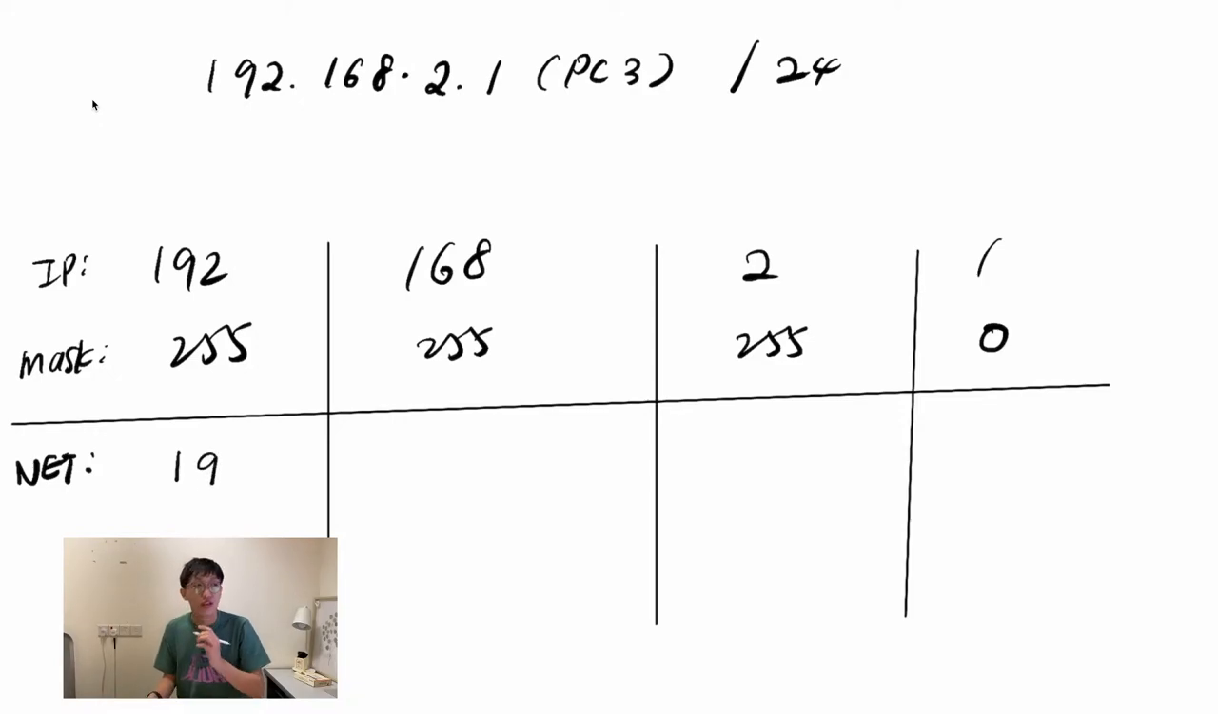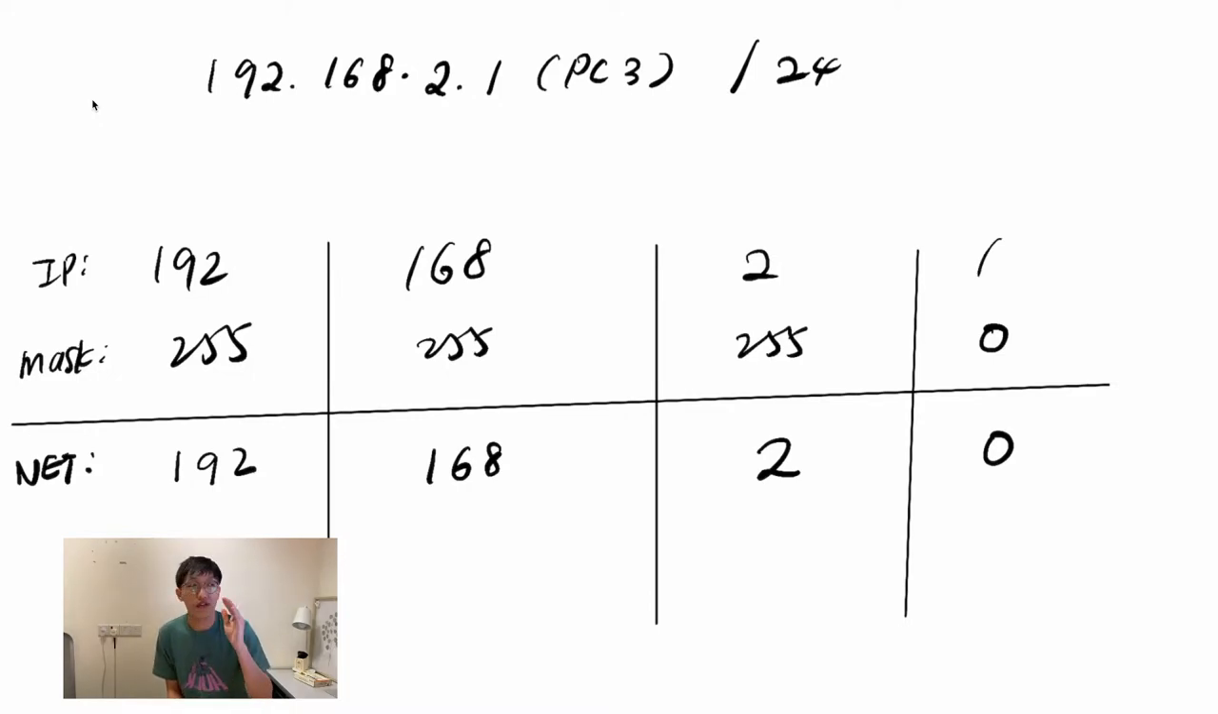Okay, he's back. So 192, I'll just copy exactly. 255, I get back 168, the same number. Again, 255, so I get back 2 here, the same number. Now, when you see a 0, it is always 0. So I'll get 0 here. That is my network address.